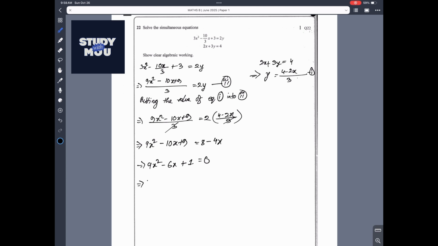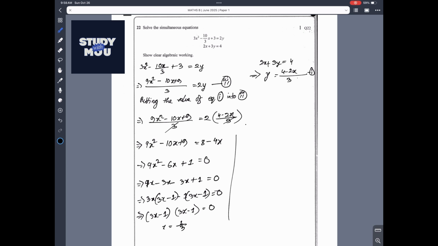Let's do the middle term. So 9x² − 3x − 3x + 1 = 0. Let's take 3x common: 3x(3x − 1) − 1(3x − 1) = 0. So 3x − 1 is common here, and then again we have another 3x − 1. This implies (3x − 1)(3x − 1) = 0. Okay, so x = 1/3.